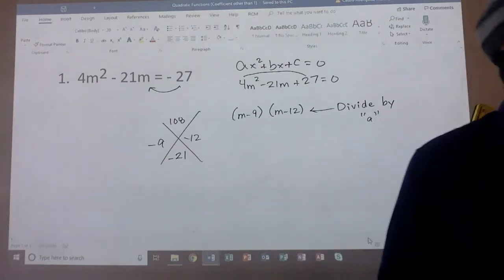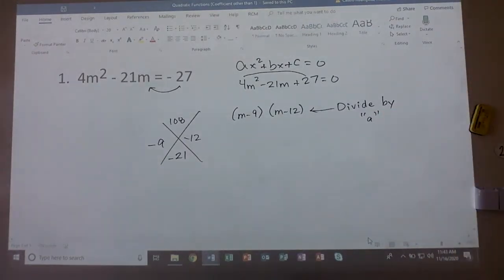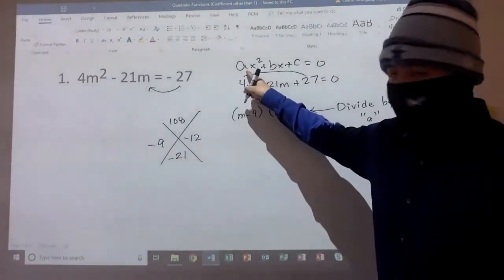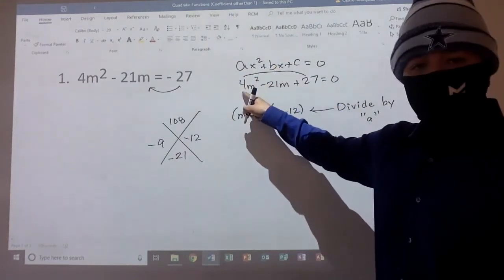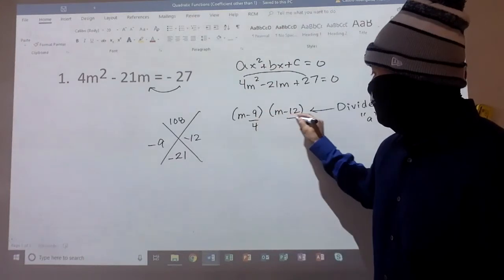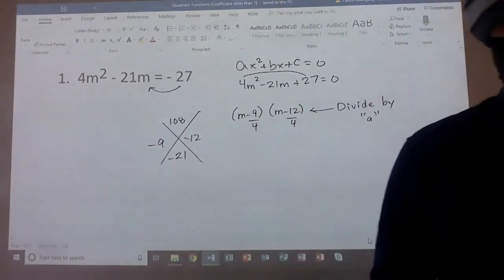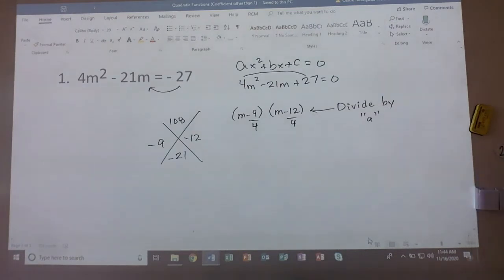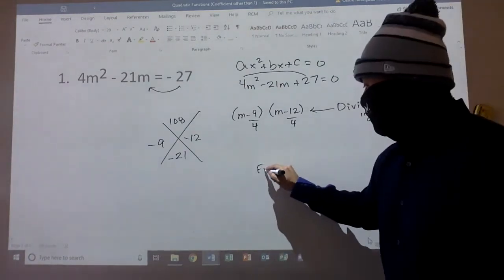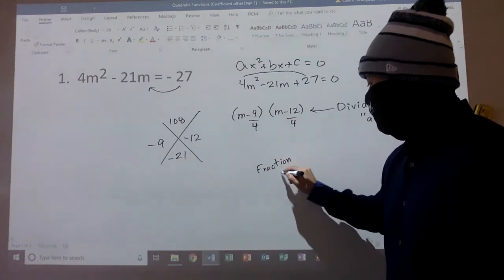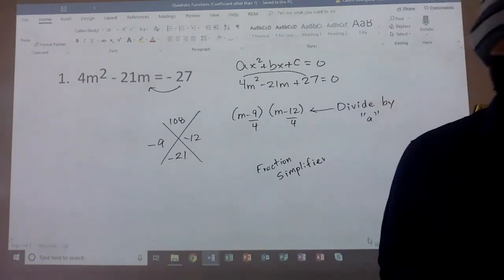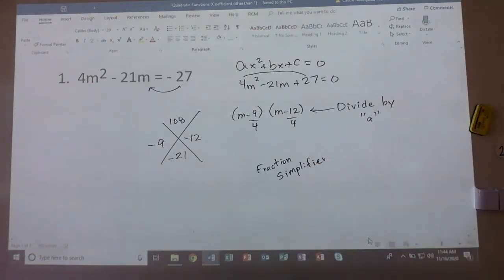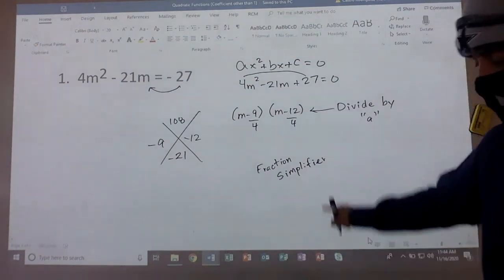You gotta divide by the value of a here. What is the value of a? Well, let's look at the standard form: a, b, c. It's asking me for the value of a, so I'm gonna divide it by 4. At this moment, you go to Google and just search fraction simplifier and look for something that will help you simplify those fractions. If it can be simplified, you simplify it. If it cannot be simplified, then just leave it alone. So again, search for that on Google.